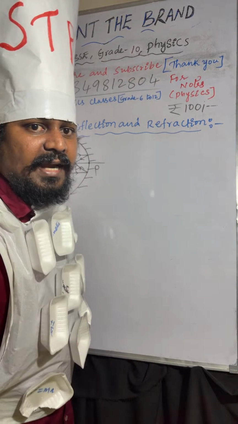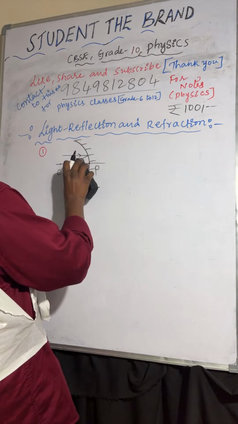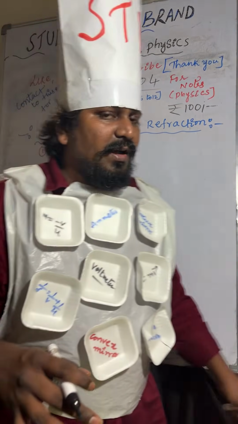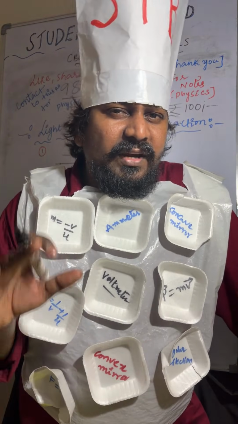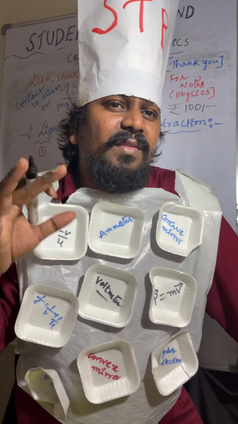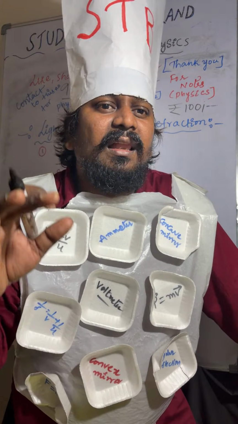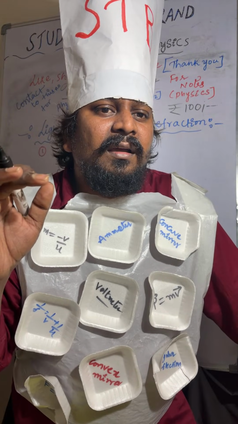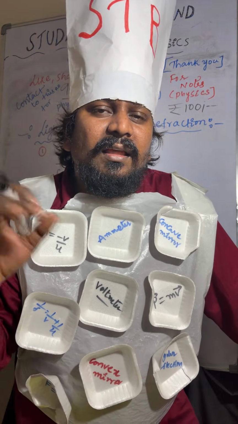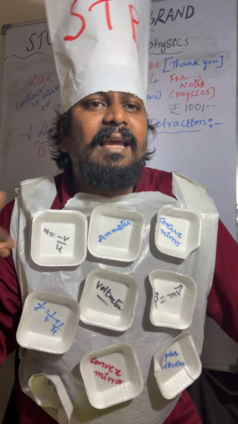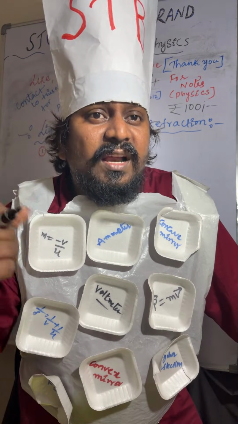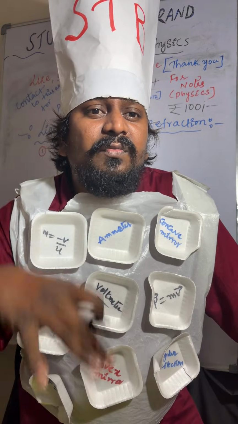The object is at infinity, so where will the image form? At the focus. What is the nature of the image? Real, inverted, and highly diminished, because the image is formed at the focus.